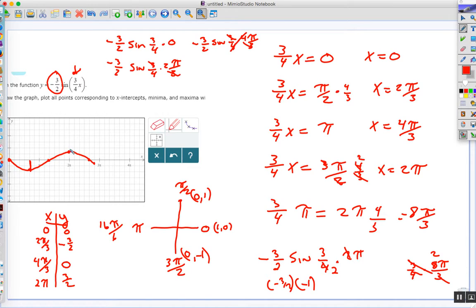And our period, if we had calculated that, remember period is equal to 2 pi divided by b. So that's divided by 3 fourths, which we multiply by the reciprocal, so 4 thirds. Our period is 8 pi over 3. And you can see that is how long it takes. That's the number of units it takes to complete one cycle, 8 pi over 3. So we know that we did this correctly.